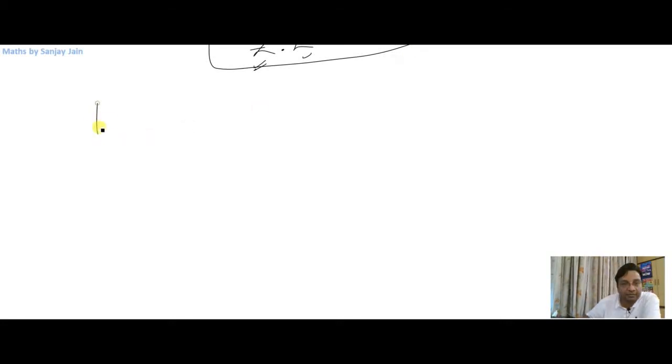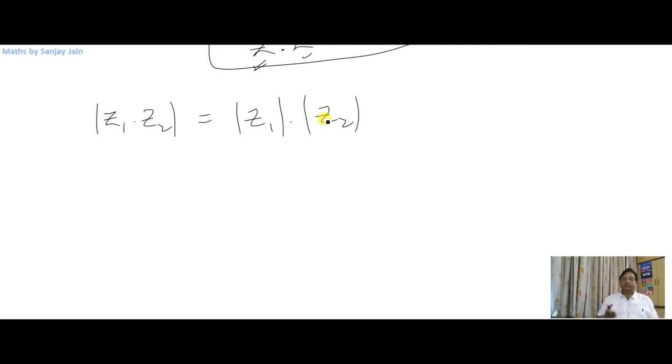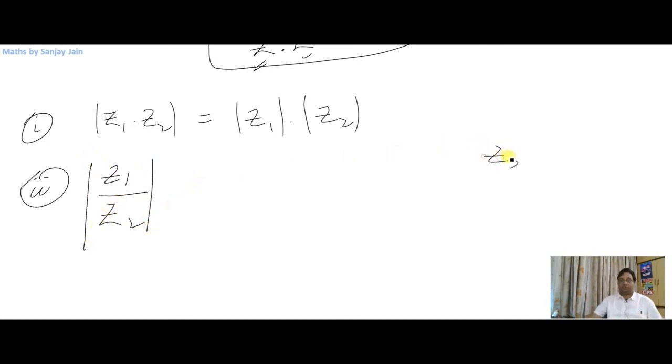So if you have mod of z1 into z2, you can write it as mod z1 into mod z2. Now these are the results that I am writing. You may confirm these results by taking a plus iota b as z1 and c plus iota d as z2, right? These results can be confirmed. And about division, you just need to have a non-zero complex number in the denominator. So z2 is non-zero, right? So mod of z1 upon z2 is equal to mod z1 upon mod z2.